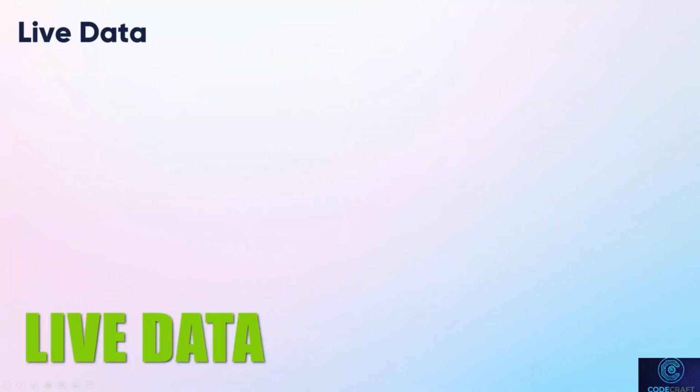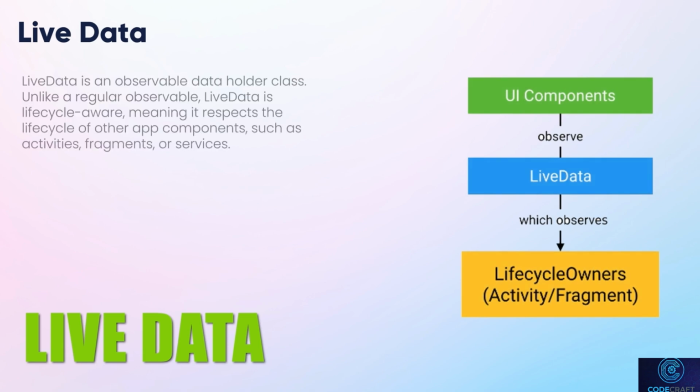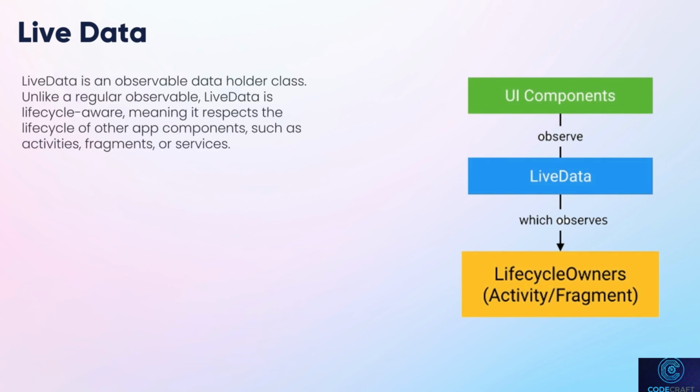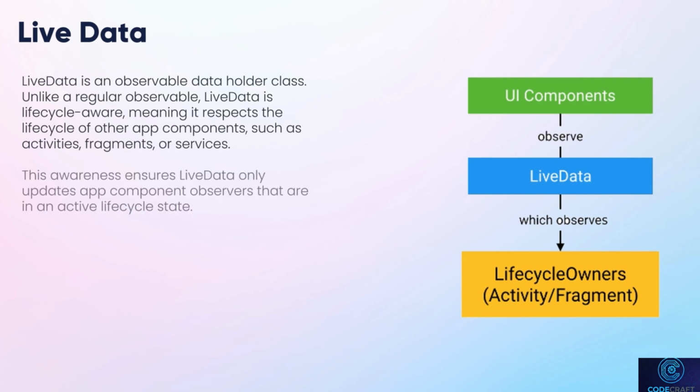Welcome back. In this video, we'll learn about LiveData in Android. LiveData is an observable data holder class. Unlike a regular observable, LiveData is lifecycle aware, meaning it respects the life cycle of other app components such as activities, fragments, or services. This awareness ensures LiveData only updates app component observers that are in an active lifecycle state.